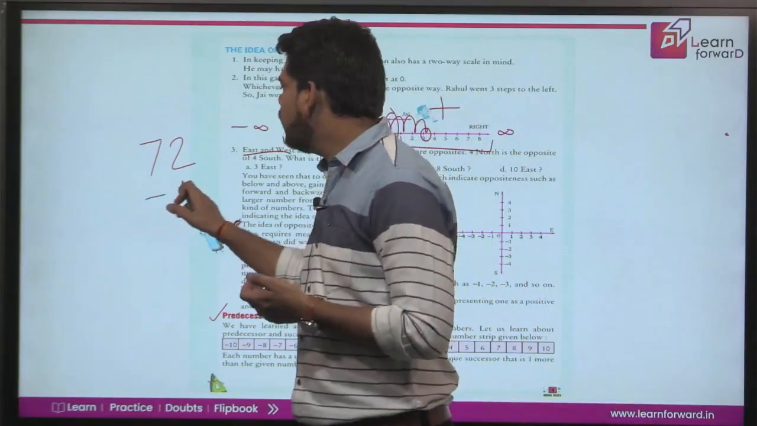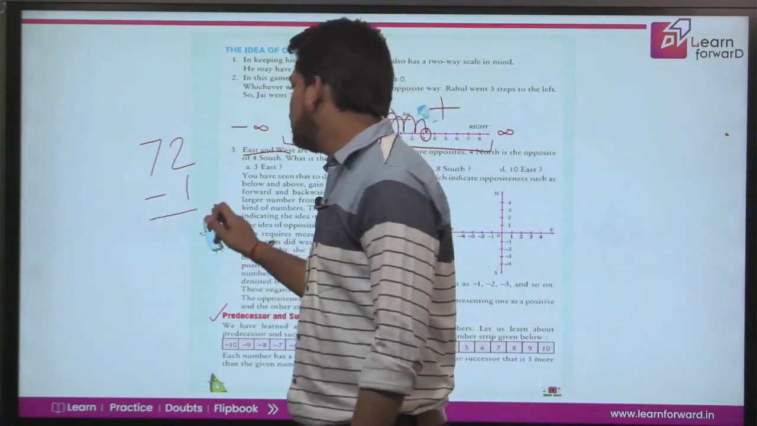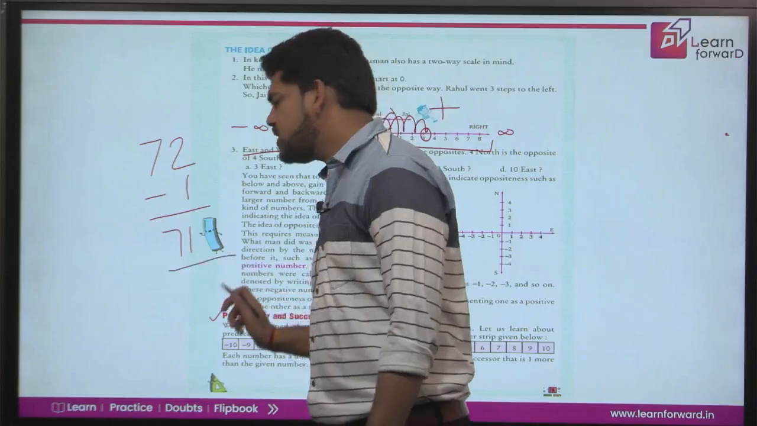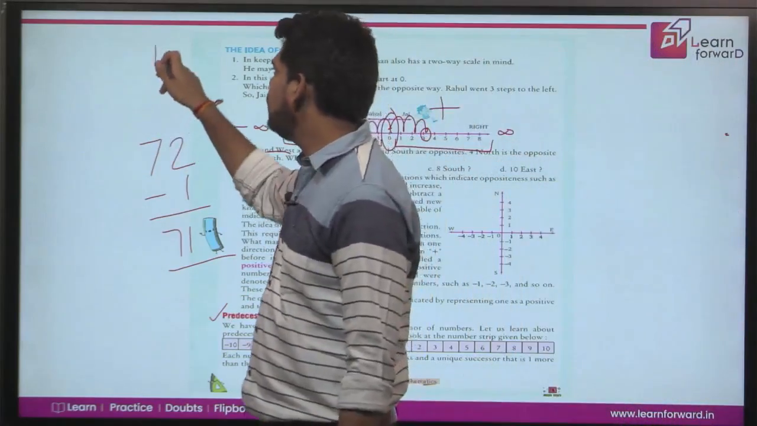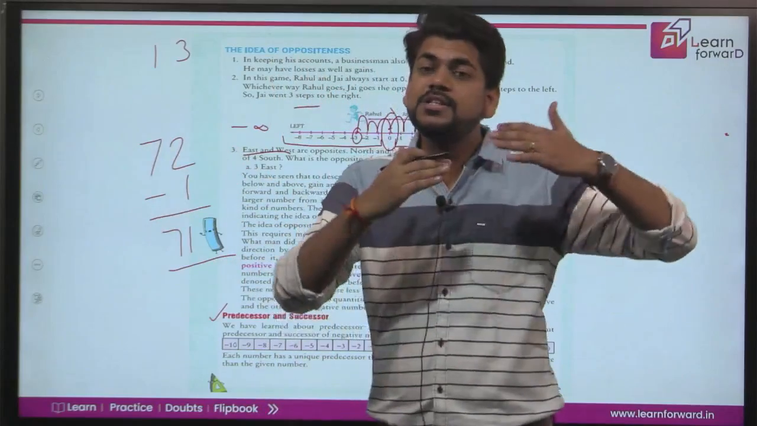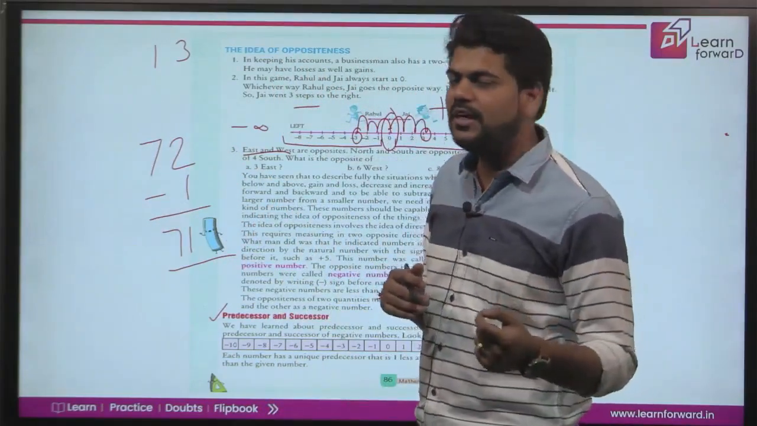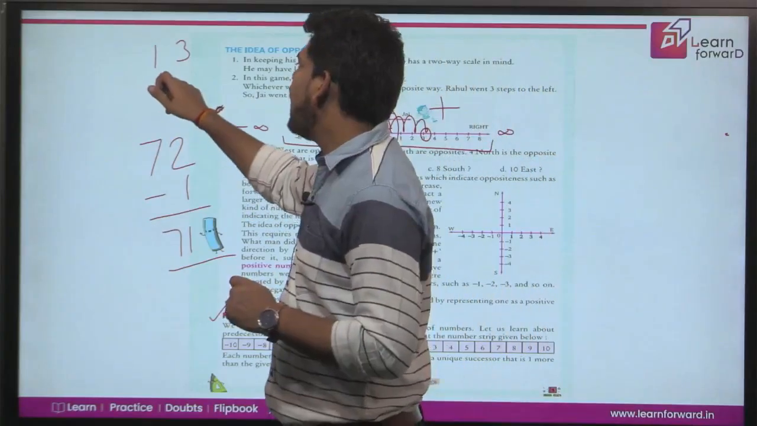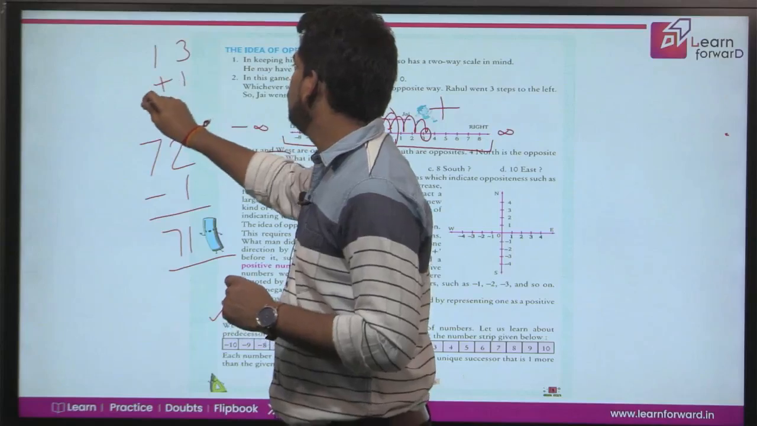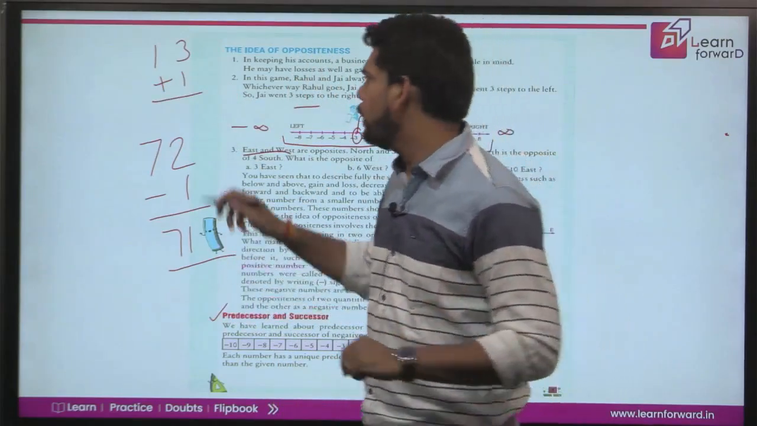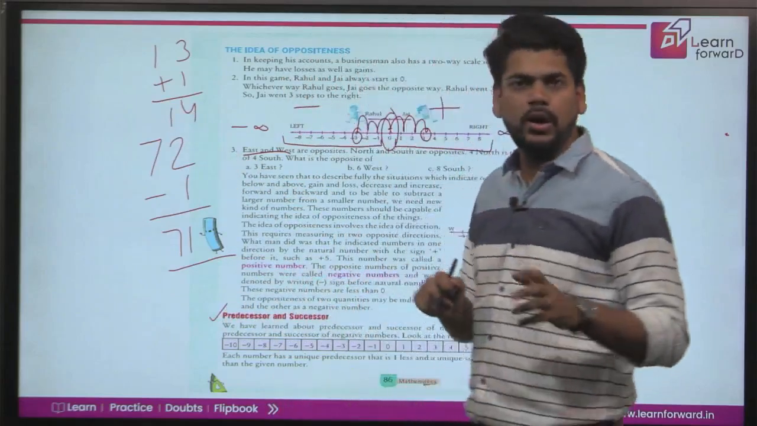How do we calculate it? Whenever we want to find out the predecessor, we do the -1. Answer is 71. If I ask you what is the successor of 13, successor, that means someone is succeeding you. If we add +1, for successor we always add 1. The answer is 14. This you have already done in your chapter whole numbers.